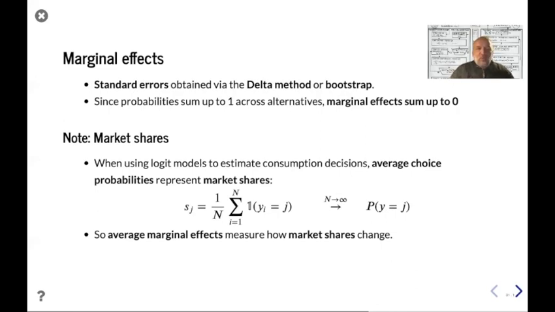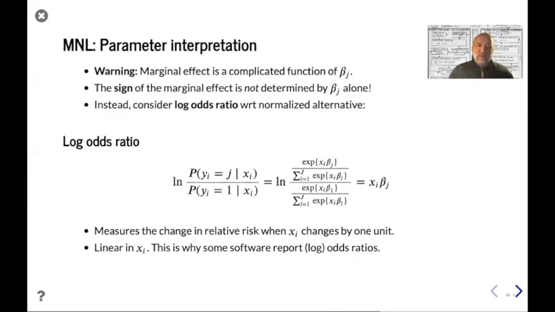Then another thing, if you want to think about demand for consumer goods, for example, in estimating a demand model, then the average choice probabilities would actually represent the market shares. That would be like the average people that choose a particular good, right? And if you let n go to infinity, that actually converges to the probability of choosing that alternative. Okay, so average marginal effects then measure how those market shares change. It's nice to put a little bit of economics and meaning into what you're doing, and that's actually what we're trying to do here.